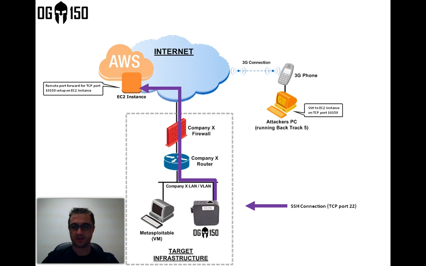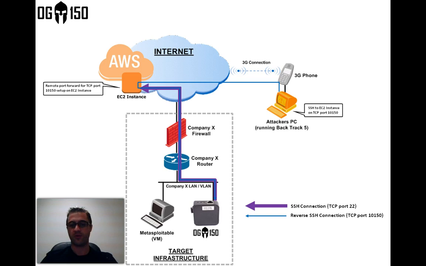Let's just demonstrate this. So on the Backtrack 5 machine, we initiate an SSH connection on TCP port 10150. That goes to the EC2 instance, which forwards it inside that pre-existing SSH connection to the OG150. At that point you have a reverse SSH connection to the OG150, and effectively you've now got remote access. So it's the first step, and it's an important step. Like I say, there's a dedicated tutorial on how to configure this on the website og150.com.